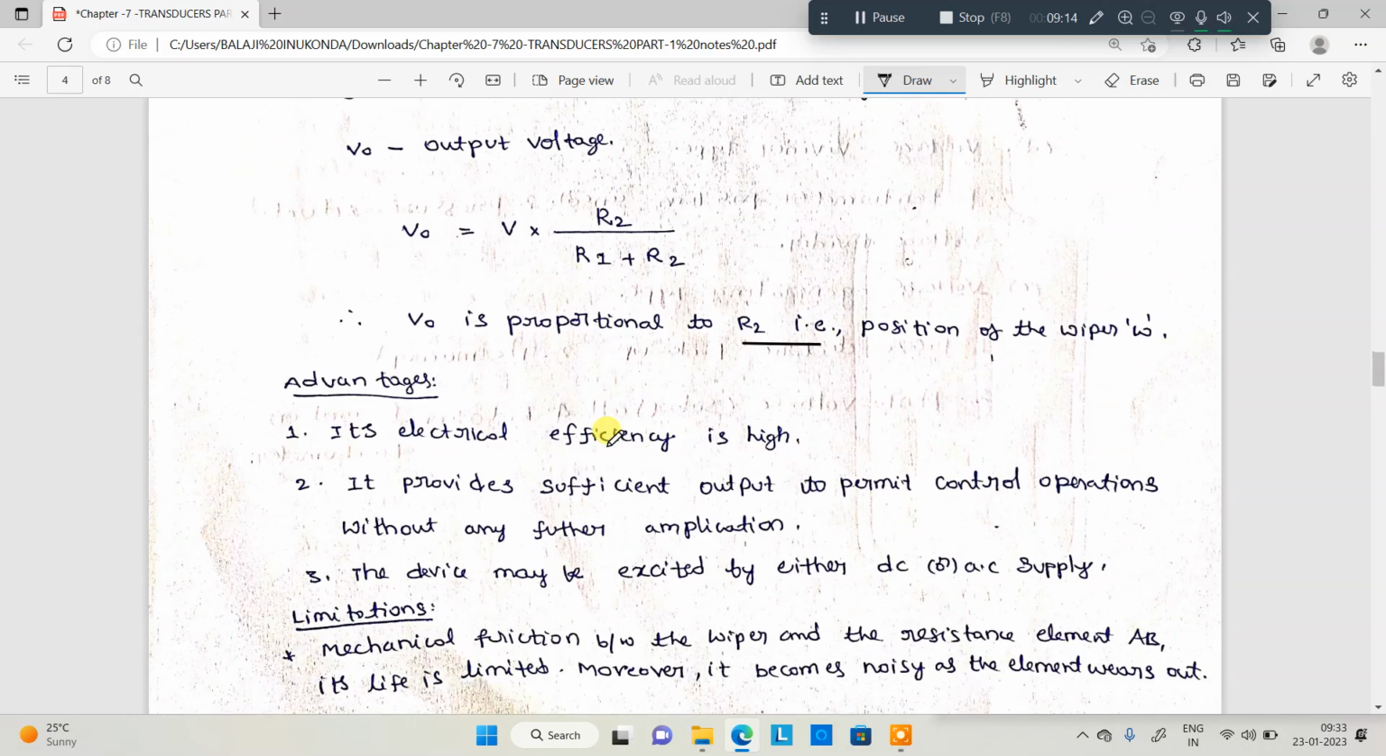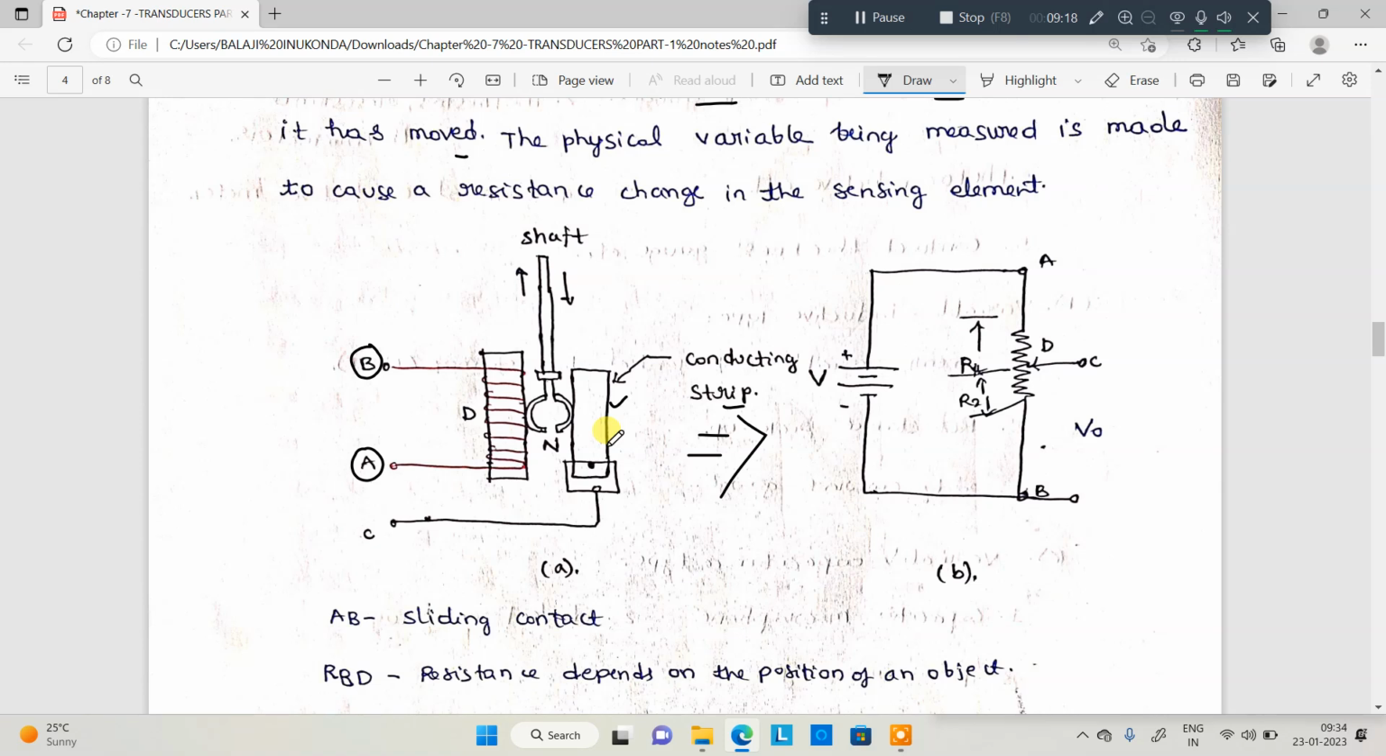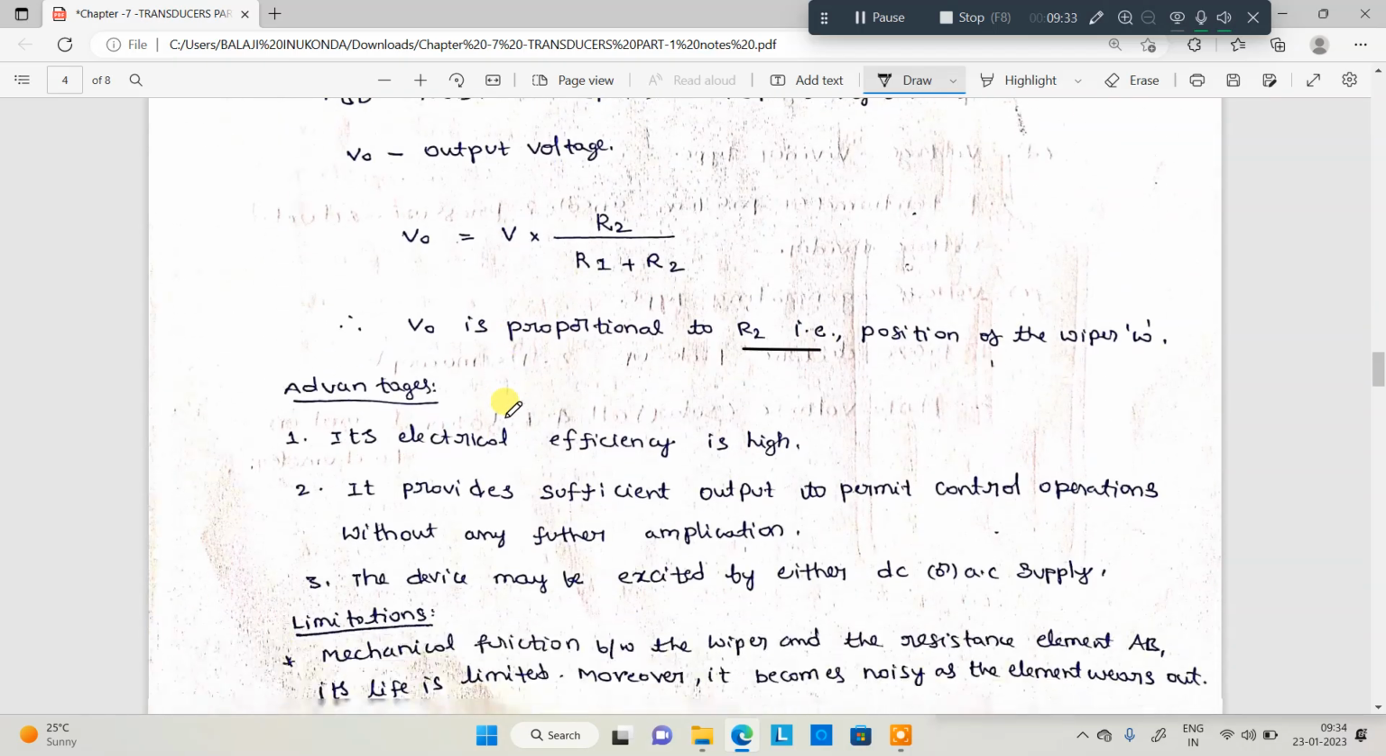Okay. Now we'll see the advantages. Do we get my point? How to vary this resistance? We can vary the position of this particular shaft. With this movement of the variable terminal C, the resistance will change, and automatically the voltage will change. This is about the resistance transducer.